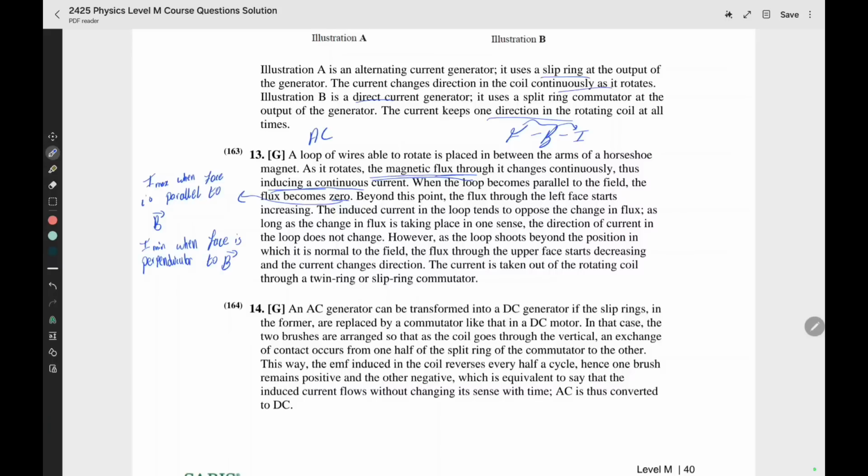This is the first thing. Rotation causes a change in magnetic flux that causes an induced current. You need to know that it's going to keep on rotating. When the face is parallel, you have reached the maximum current.